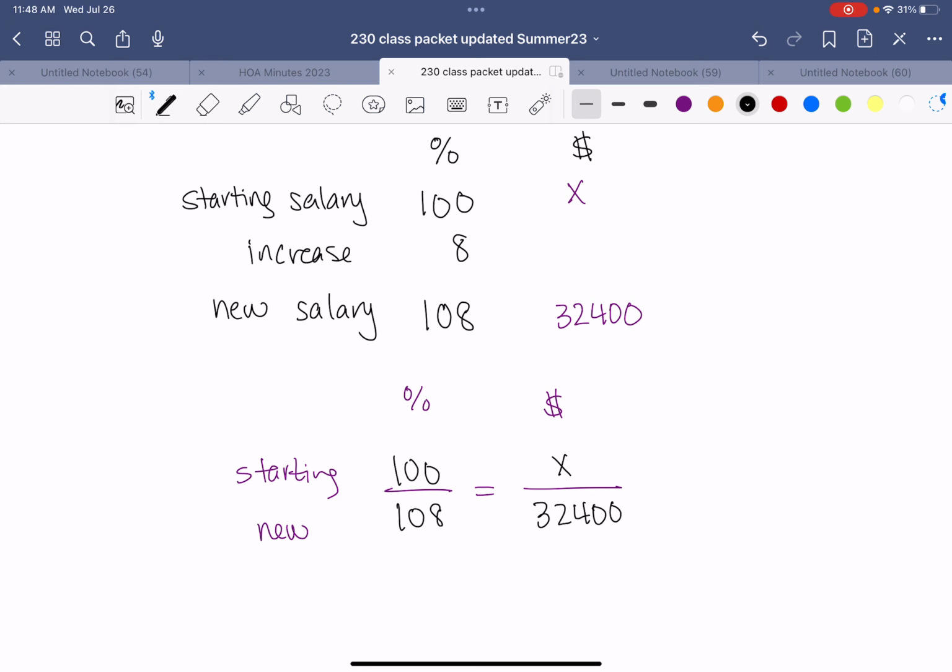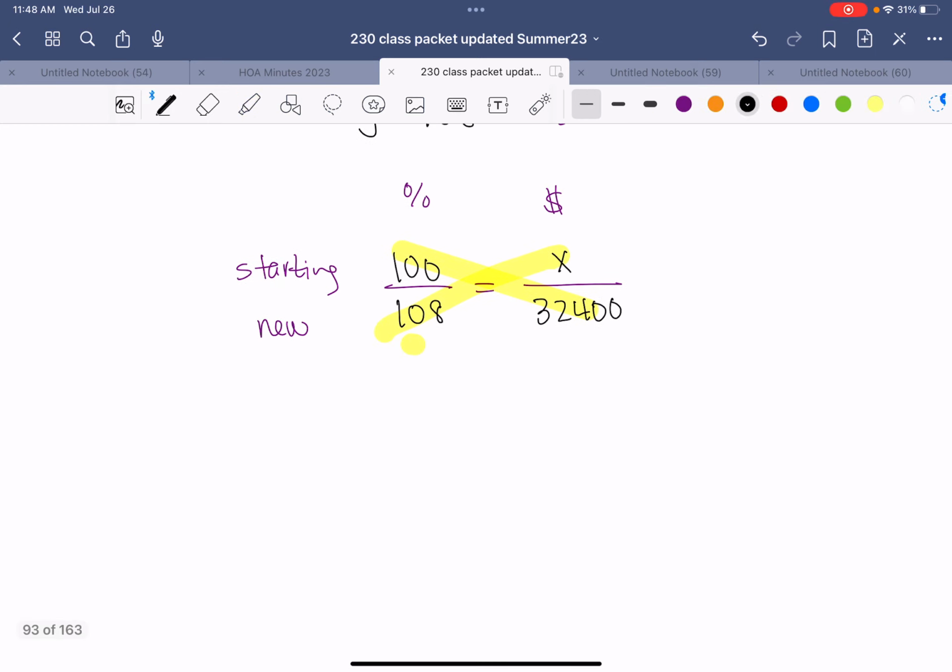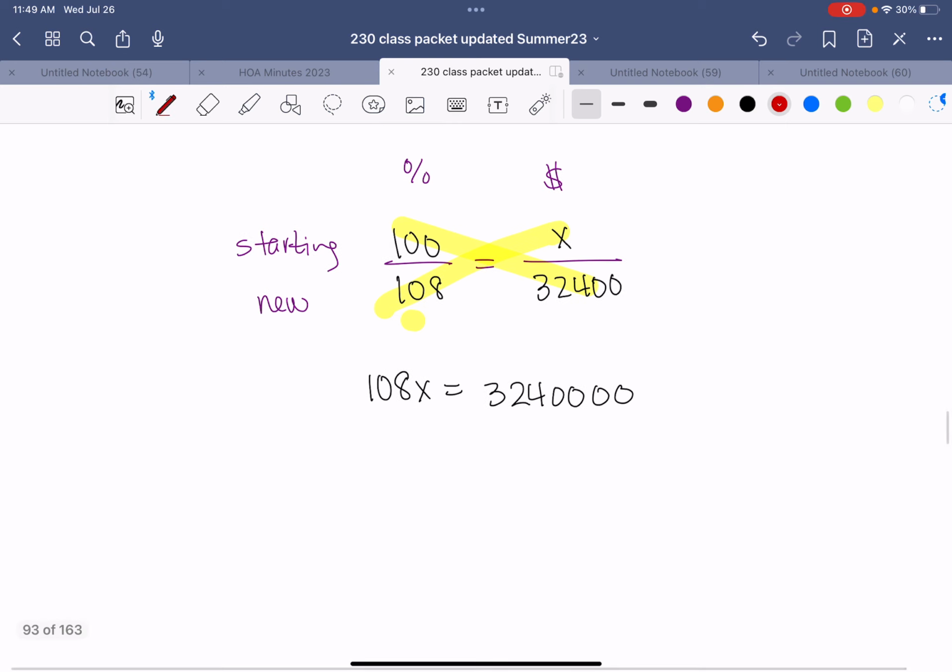And then we can go ahead and cross multiply. So we've got these two. And that means that we're going to have 108 times X equals 32,4 and 4 zeros. So 324, no, 3,240,000. From here, we're going to divide to get our X by itself. So we're dividing by 108. And we end up with X is equal to 30,000.